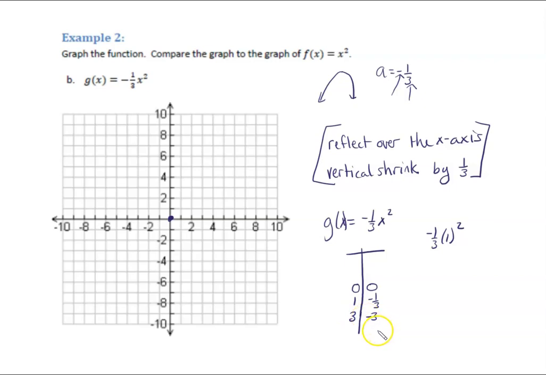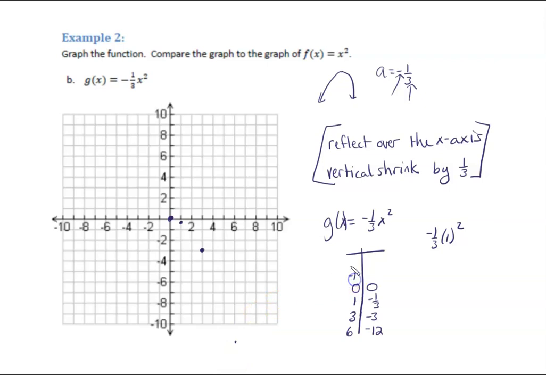Let's try plugging in something else. I'm also going to plug in 6. The reason I'm choosing 6 is because ultimately the number is going to be divided by 3. So if I plug in a multiple of 3, my chances of getting a whole number to graph are more likely. So I get 1, negative 1/3, that's going to be about right there. And then 3 is at negative 3. And 6 is at negative 12, so I would have it right there.